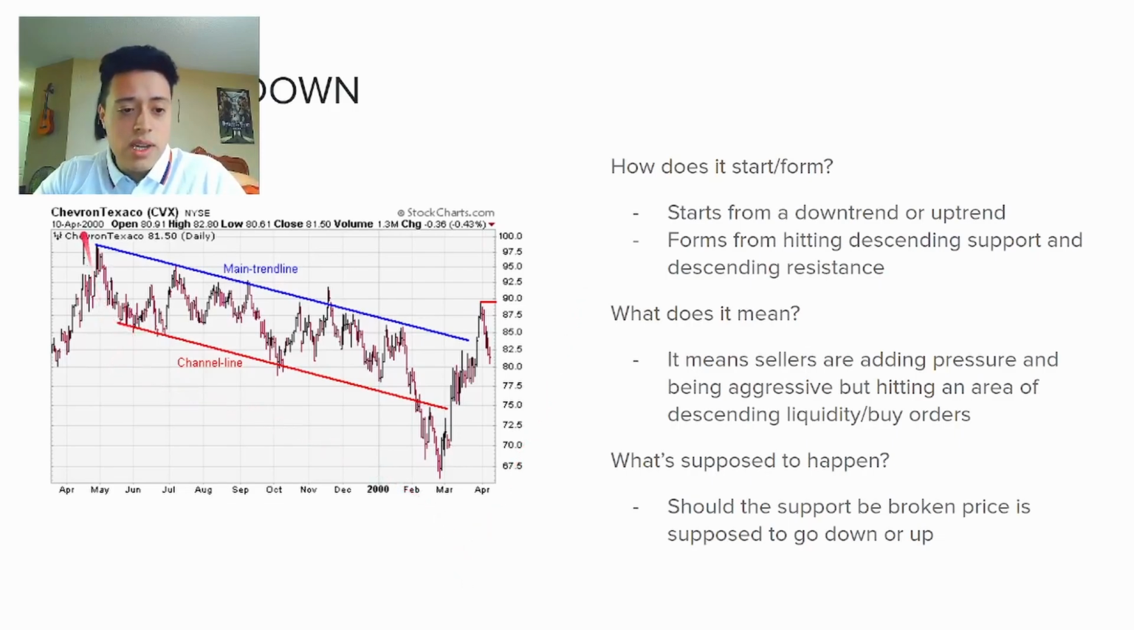This is a channel down. It's the same thing, just reversed. Like I said, it could start from an uptrend or a downtrend, it doesn't really matter, and it forms from hitting a descending support and descending resistance. It essentially means that sellers are adding pressure and being aggressive, but hitting an area of descending liquidity or buy orders. It could be the same thing, like I said, with the limit orders being moved, just reversed. So what should happen is, should the support or resistance break, that's where price is going to go.